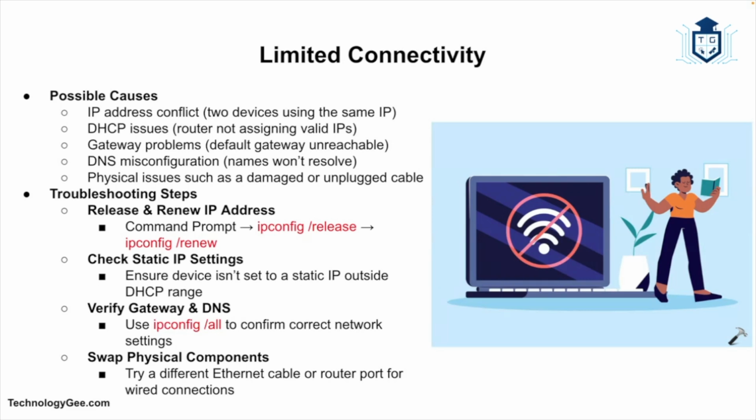So how do you fix this? Well, you want to release and renew your IP. So you can go to your command prompt and then type in ipconfig /release or ipconfig /renew. You also want to check for static IPs. So ensure that the device isn't configured with a static IP outside of your router's DHCP range. You want to verify your gateway and DNS. So run ipconfig /all to make sure your settings are correct. You also might want to swap out your cables. So for wired connections, try a different Ethernet cable or port.